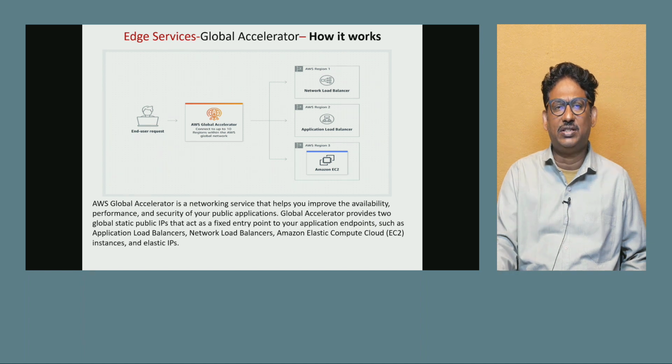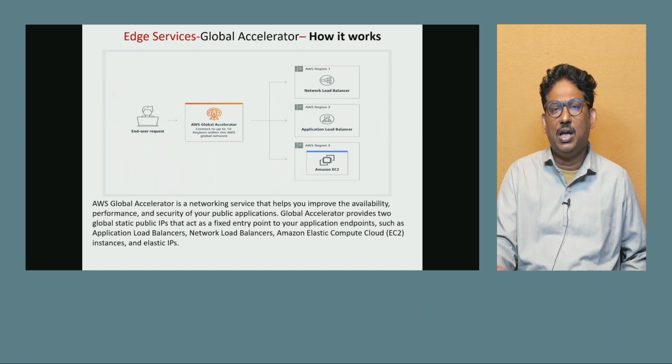Now, let us see the edge services, that is the Global Accelerator, and how it works. The Global Accelerator can accumulate different regions, and it can use up to 10 regions. Here we have taken an example of only 3 regions: region 1, region 2 and region 3. In region 3 we have the Amazon EC2, in region 2 we have the application load balancer, and in region 1 we have the network load balancer. Here the end user requests the AWS Global Accelerator to connect with the regions.